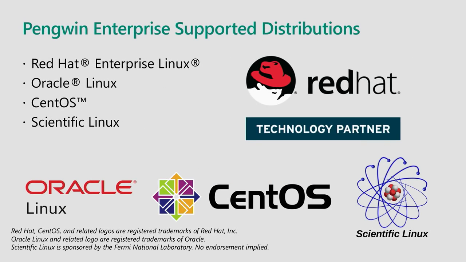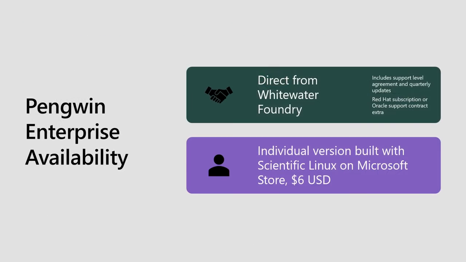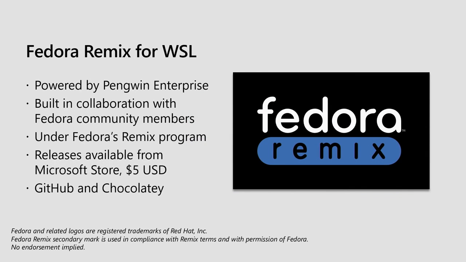Penguin Enterprise supports Red Hat, Oracle, CentOS, and Scientific Linux. So we make that available directly to enterprise, and we also make a demo available on the store built with Scientific Linux. We also, as part of our commitment to open source and upstream projects, make Fedora Remix available for WSL in collaboration with the Fedora community. We also make builds of that available on GitHub and via Chocolatey.